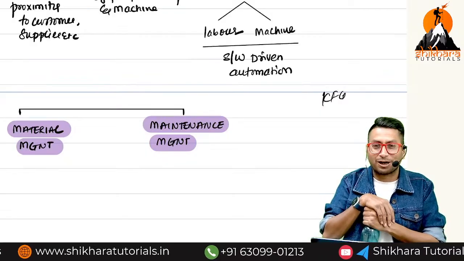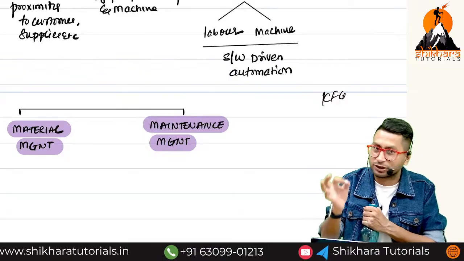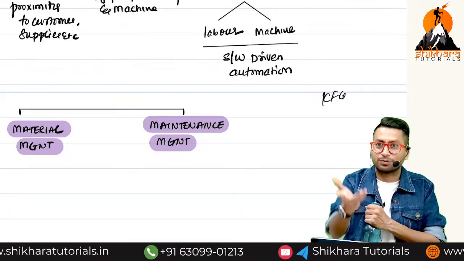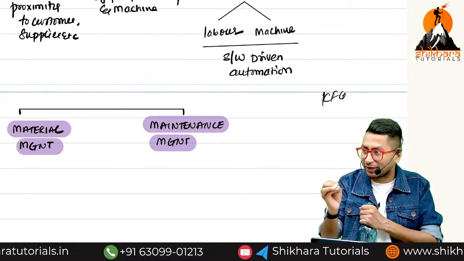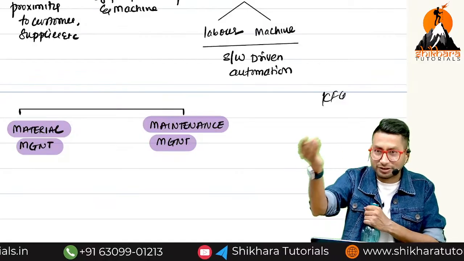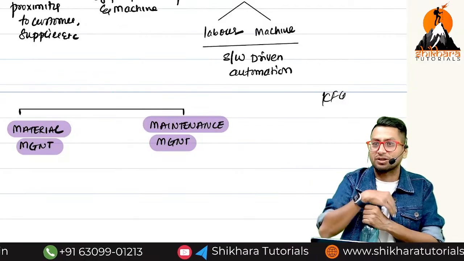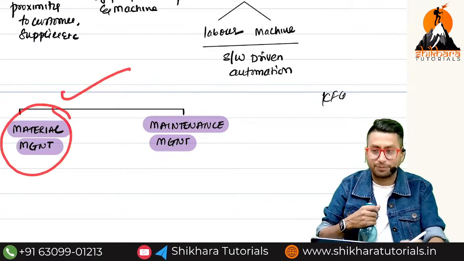But what happened? Because of that, 90% of KFC stores closed in US for 6 months. Imagine 90% of KFC stores closed in US for almost 6 months. Why? Because the Indian buyer bought the majority of the stock. Now tell me, that is what is called material management.